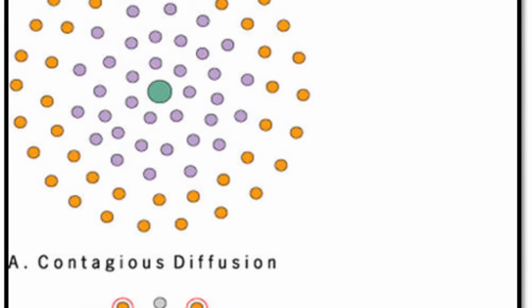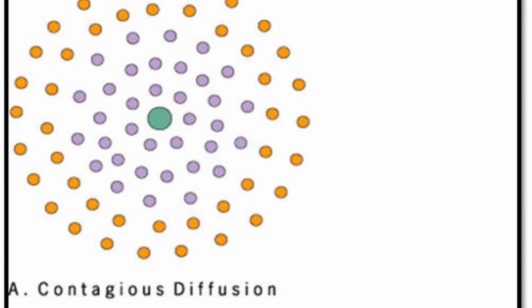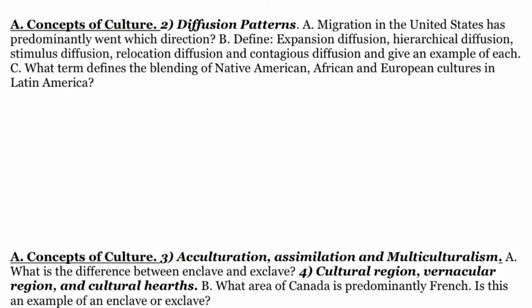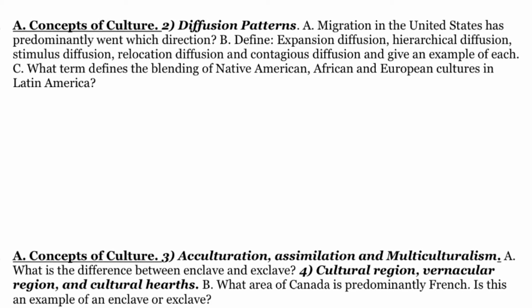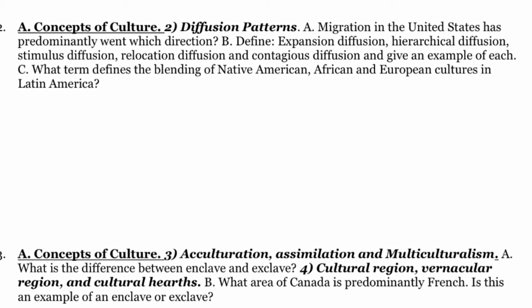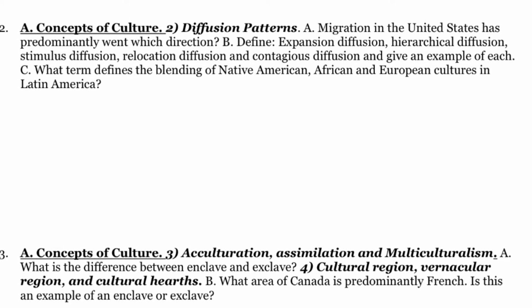An example of everybody in the immediate area being affected would be contagious diffusion. That's when everybody is affected. You can look at the spread of diseases as contagious diffusion, but it doesn't have to be. Another is stimulus diffusion. This is when a certain aspect of that culture spreads and not the whole thing.